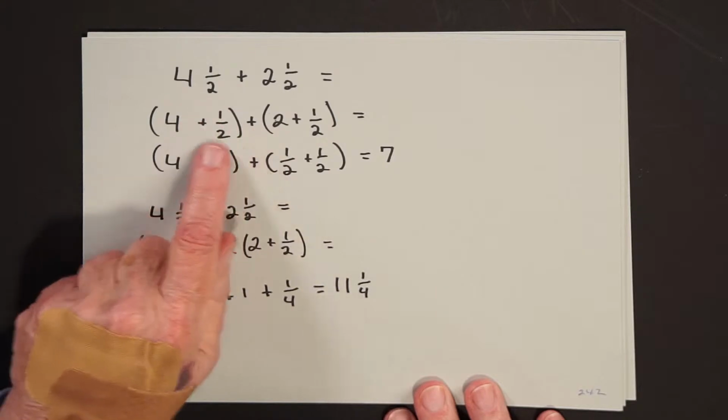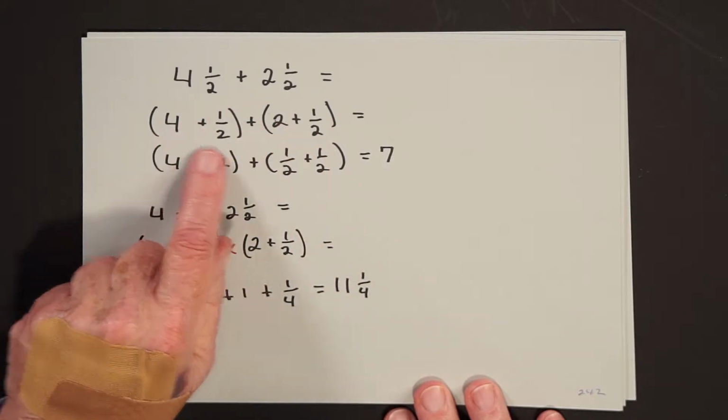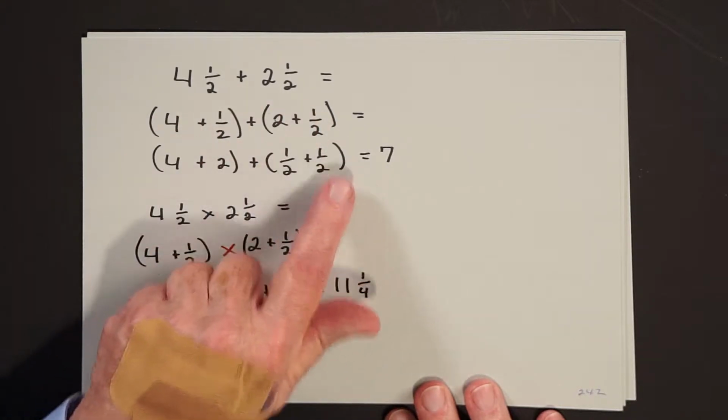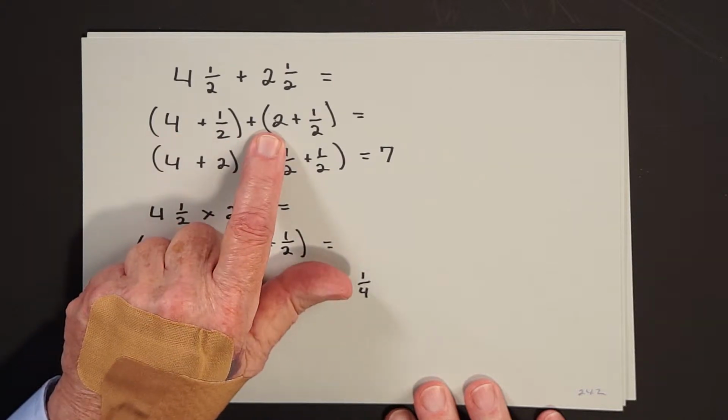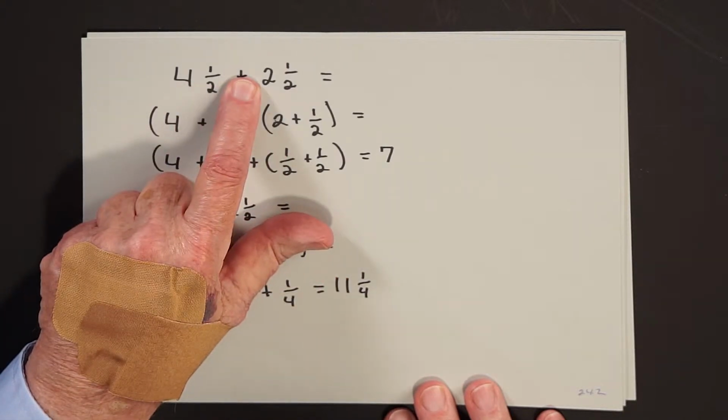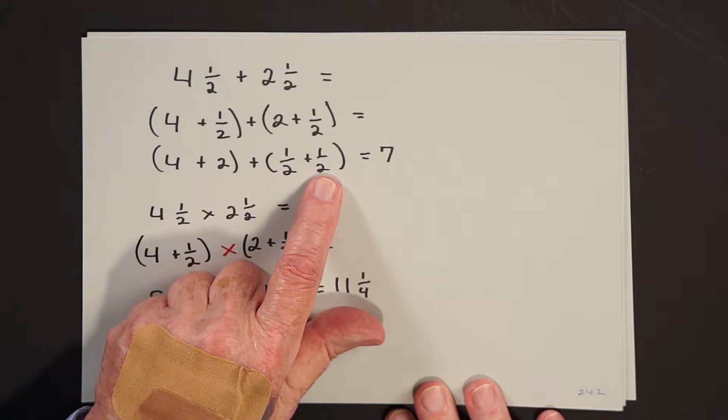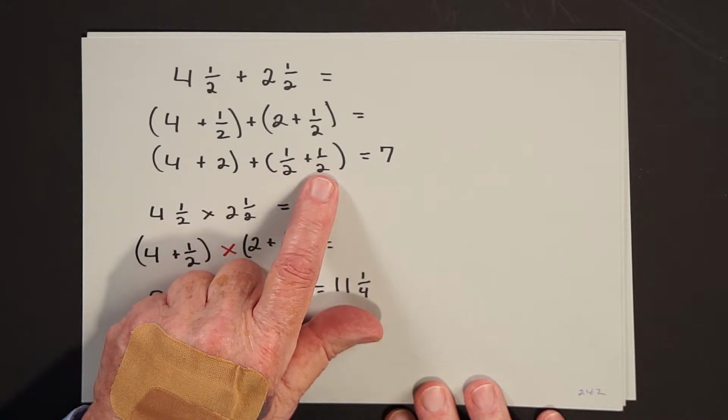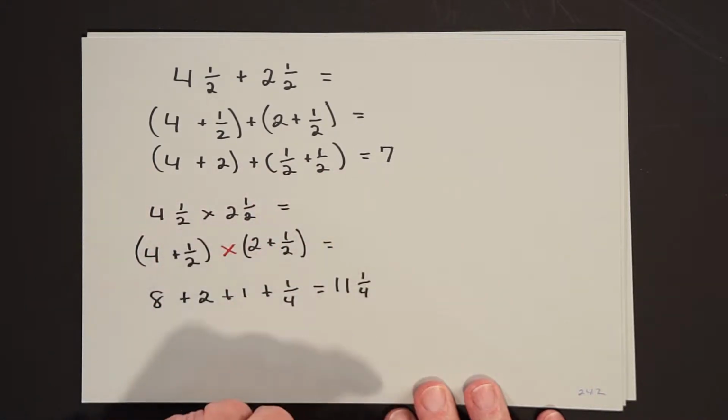Remember, addition is associative and commutative. I can juggle these around any way I want. I can group the 4 and the 2 together. That's where I get the 6. I can group the 1/2 and the 1/2 together. That's where I get the 1. 6 plus 1 is 7.